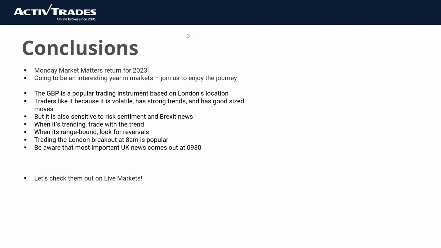to Brexit news. When it's trending, look to trade with the trend on a swing basis. When it's range bound, look for intraday reversals. You can trade the London breakout at 8 a.m., and it's very, very popular as a mechanical trading strategy. Just be aware that the most important UK news will come out at 09:30, but there will also be news out at 0700 and 1200 as well.